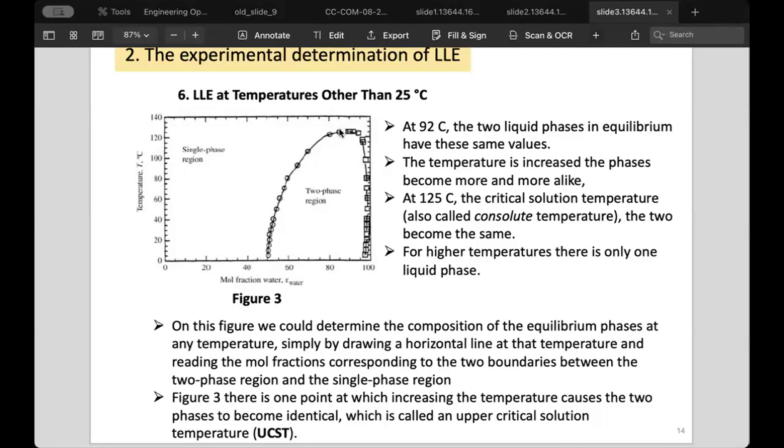However, if you keep increasing the temperature, this is where you can form a two phase region. This is the last temperature at which you can form a two phase region. Above that temperature, you cannot form a two phase region anymore, right? In this case, we call that temperature the upper critical solution temperature, or UCST.